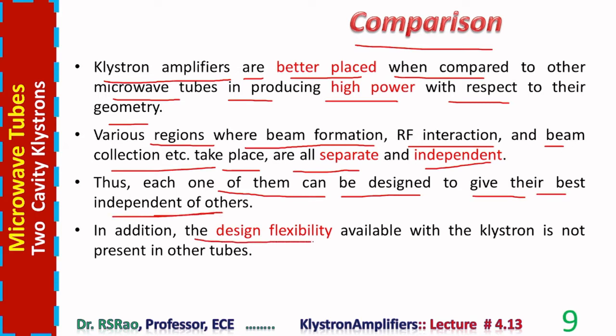In addition, the design flexibility available with the Klystron is not present in other tubes. So, there exists a certain convenience in the design of Klystron amplifiers. Each section can be designed to give its best performance, independent of other parts in the device. It leads to a device that ultimately performs best. This kind of flexibility doesn't exist in other microwave tubes.